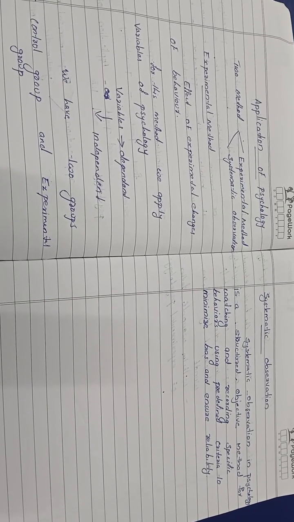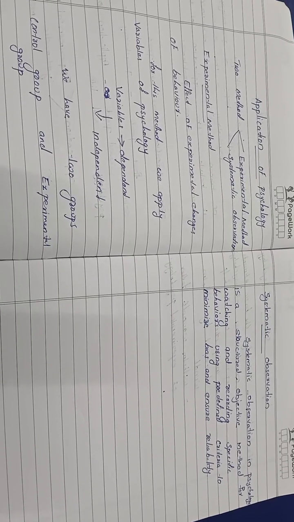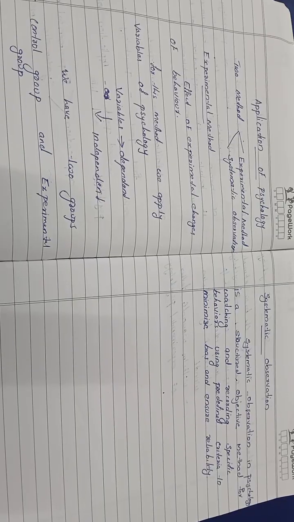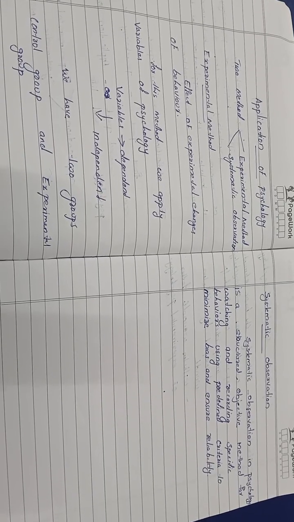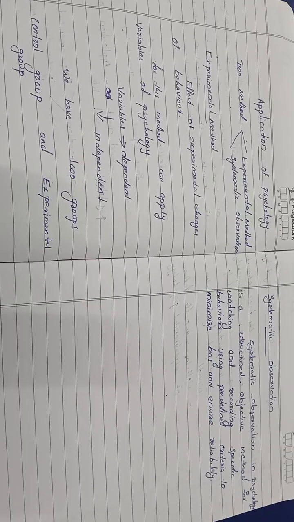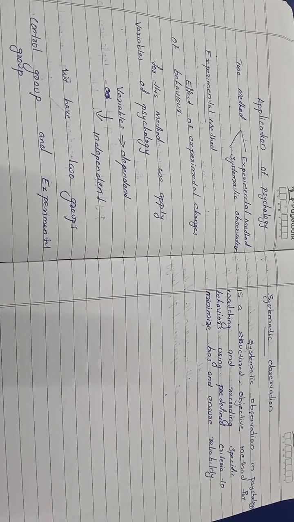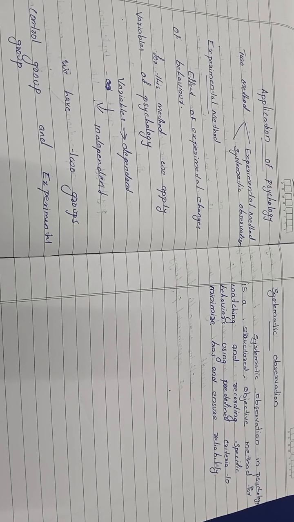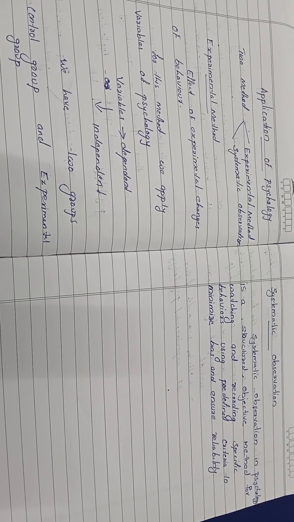We also have two groups, the control group and the experimental group. In the control group we give a different observation method or different variable, and in the experimental group we give another, and we want to compare them using statistical studies. The experimental method is like research.